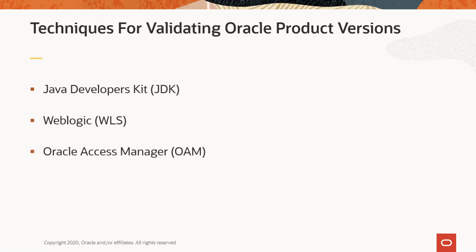Over the next few slides, we are going to go over some ways to validate the versions of the JDK, WebLogic server, and the OAM server components. The same process to validate the respective versions can be applied pre or post upgrade.